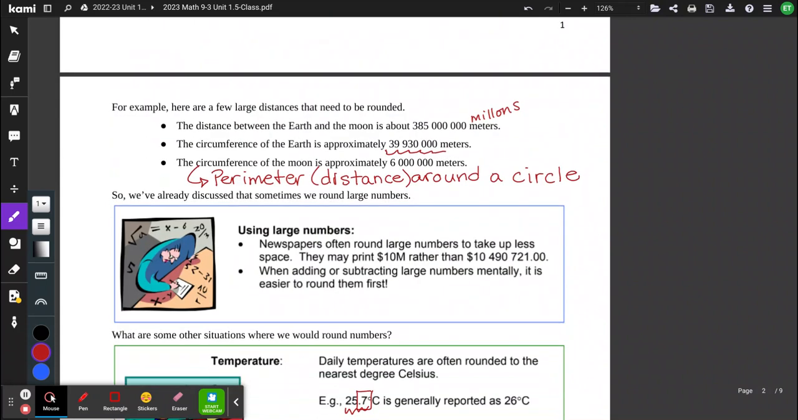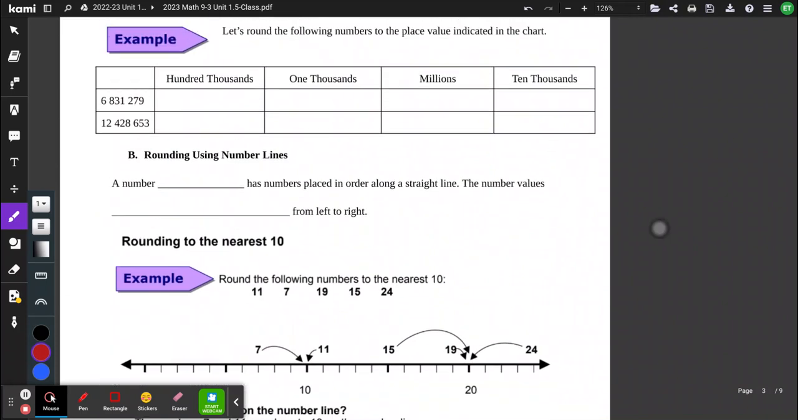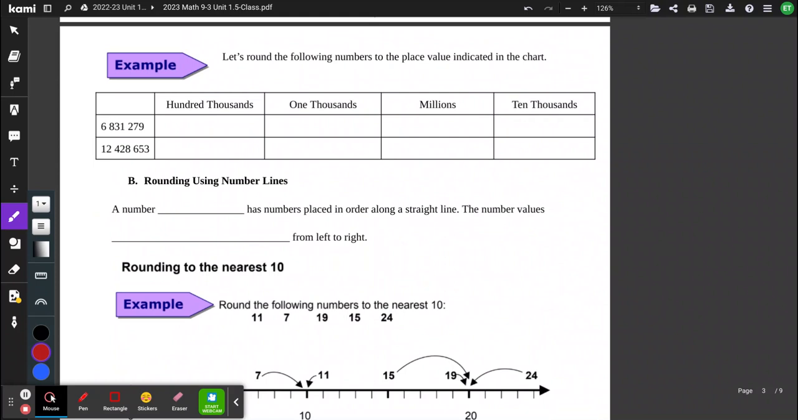So let's look at those examples on the next page here. We have a little chart, and it wants us to round to different places. And then we're going to round using number lines. So there's a couple different ways we can round. All right, so this one wants 100,000s. First of all, I have to look at the 100,000s. So here's my hundreds, there's my thousands. That means 100,000 would be the 8.